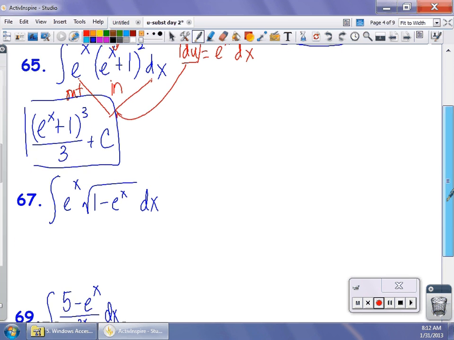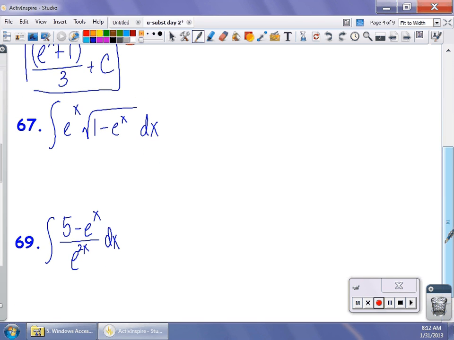All right, let's take a look at number 67. We're going to follow the same idea. So in this case, we have our inside function and we have our outside function. I'm going to let u equal the inside function of 1 minus e to the x. I'm going to take the derivative of both sides, so I get du is equal to, the derivative of 1 is 0, and the derivative of negative e to the x is negative e to the x dx.